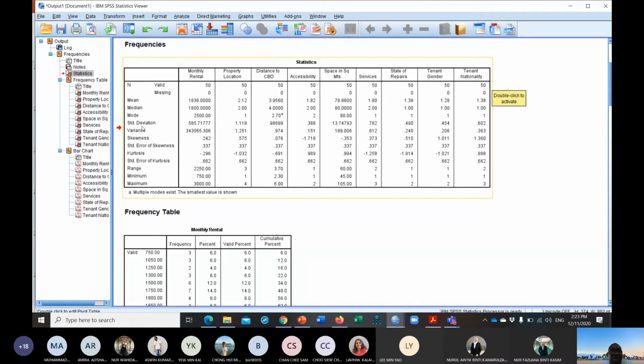We have variance, we have standard deviation. The standard deviation of the income is 585. What this means is that from the mean, the range of the income falls between 1,836 minus 583 to 1,836 plus 583, the SD. So within that range, you will know how many of these incomes fall within the range.